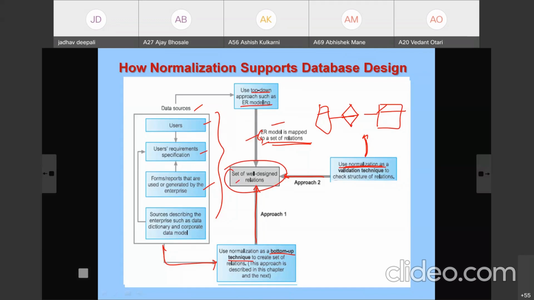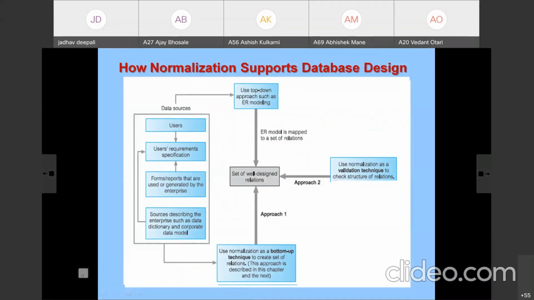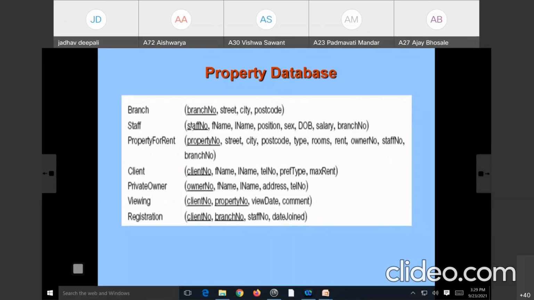So in this way, there are two approaches for normalization, the top-down approach and the bottom-up approach. These are the two approaches normally used for normalization. For normalization, we are going to refer to another example. The example is given here. The property database we are going to consider here for the normalization unit.